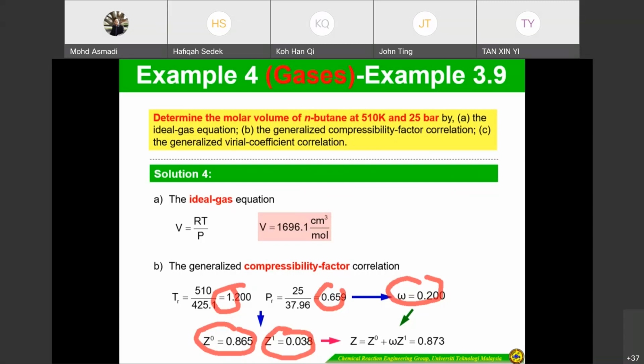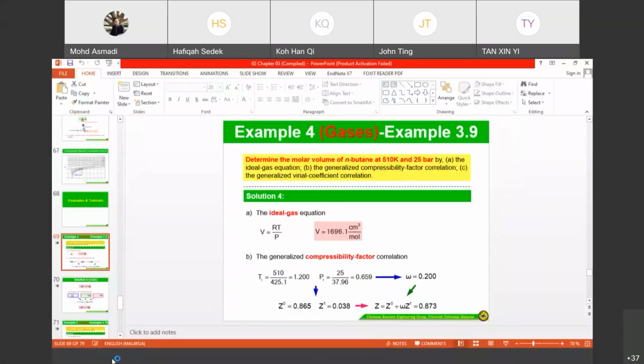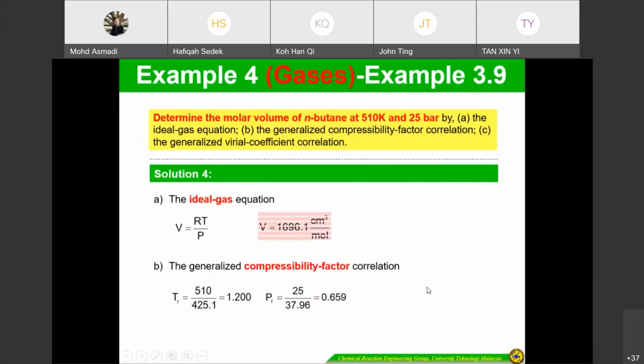So this one you can directly get the value of Z naught, and also Z prime. I'm not sure, let me share, is it there? I don't think so. Please take note: appendix F or appendix G. So you can get Z naught and also Z prime.